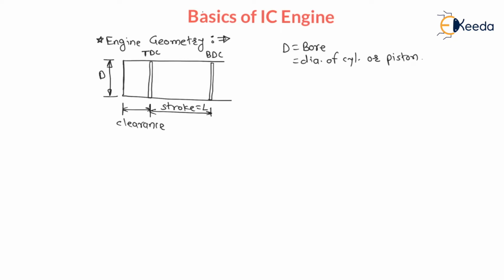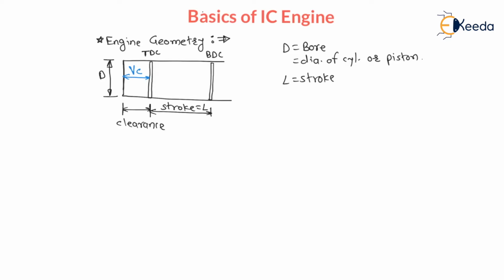D is the diameter of the cylinder or diameter of the piston, and L is nothing but the stroke. Now, the volume in this clearance is called the clearance volume, Vc.